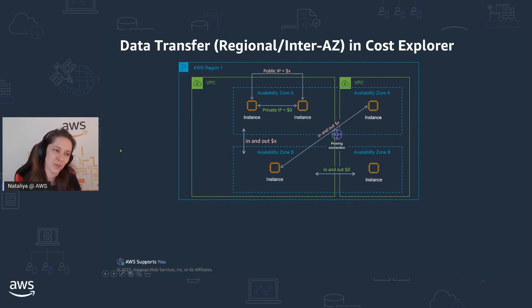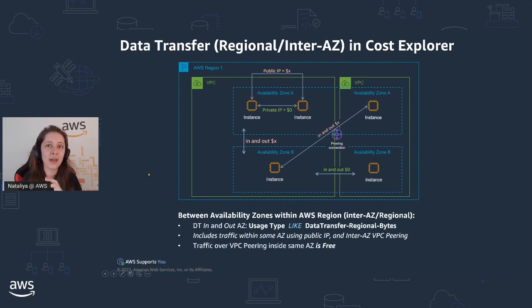So essentially, you need to remember three things here, regardless if you are using peering connection or not. First, if it's inside the same availability zone using private IP, it's free. If it's in the same availability zone using public IP, you're charged. And if it's in between two different availability zones in the region, you're also charged. So those three scenarios fall under the regional traffic category.